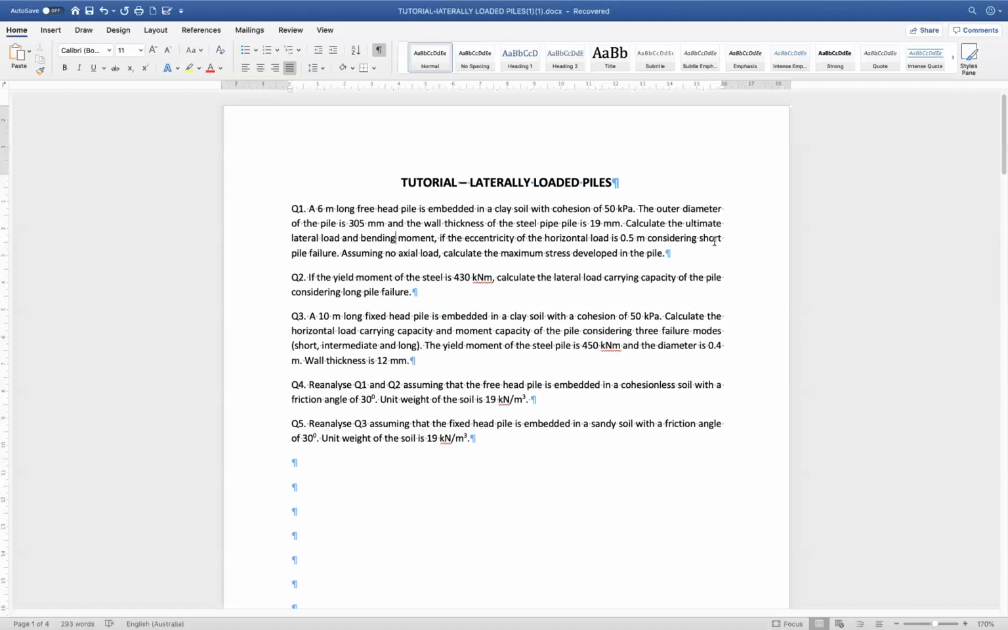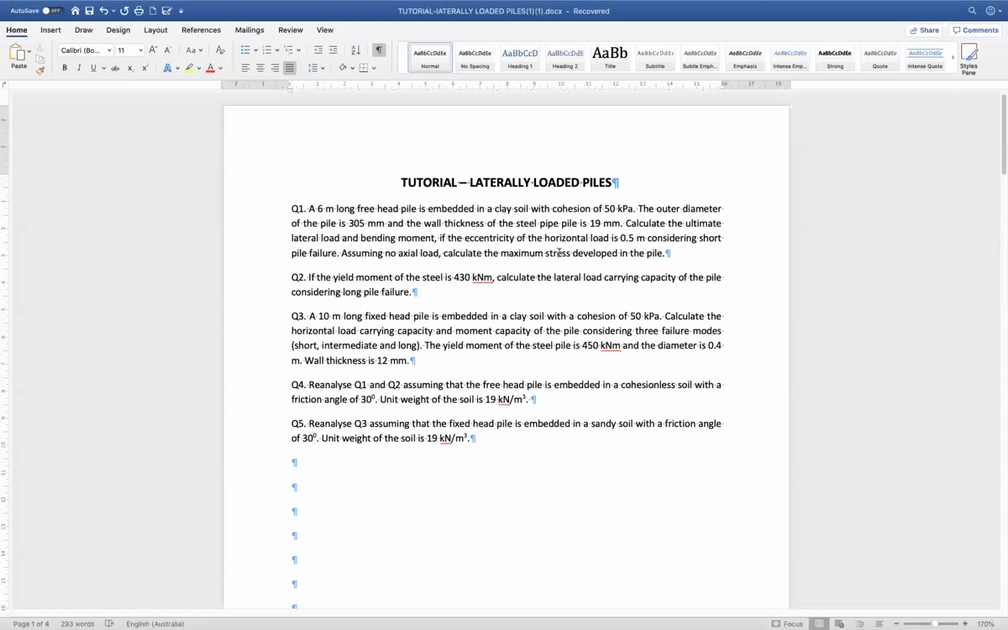To solve this question 1, we need to consider the short pile failure scenario, assuming no axial load. We need to calculate as well the maximum stress developed in the pile. After we calculate the bending moments, we can calculate the maximum stress. So we have 3 things to find in this question: the ultimate lateral load, the ultimate bending moment, and the maximum stress on the pile.